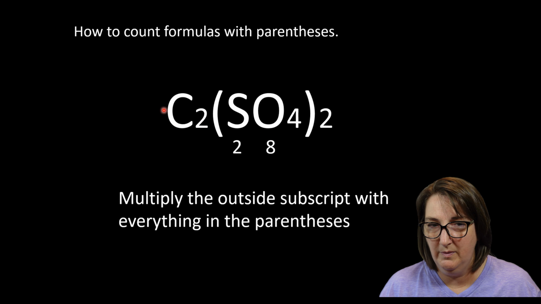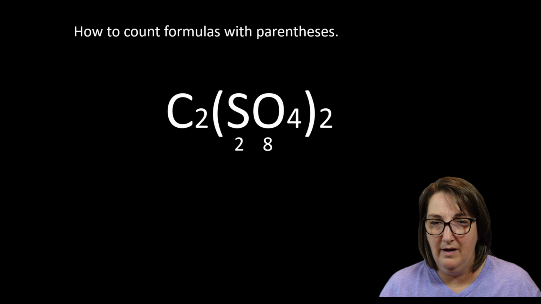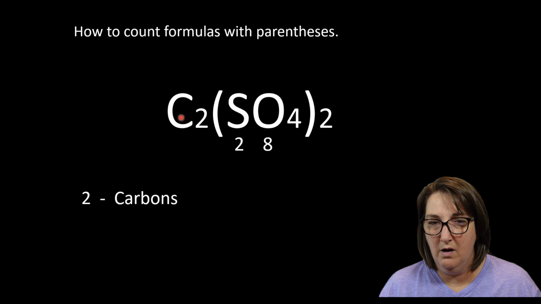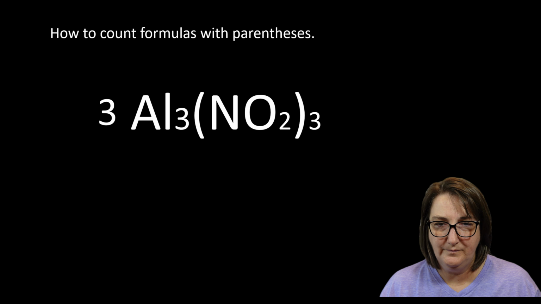This does not multiply anything over here. This just pertains to the stuff inside that parentheses, that's it. So now I need to figure out what I've got. So now I have 2 carbons. I have 2 sulfurs. I already wrote however many I need, so I don't have to go back and recount. I have 8 oxygens. 2 times 4 is 8, so I already have my total right there, so I just write it right there. So let's look at another one.